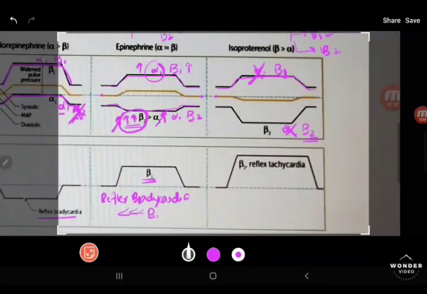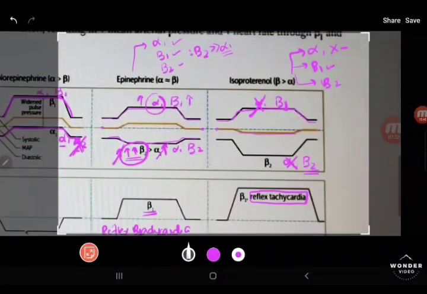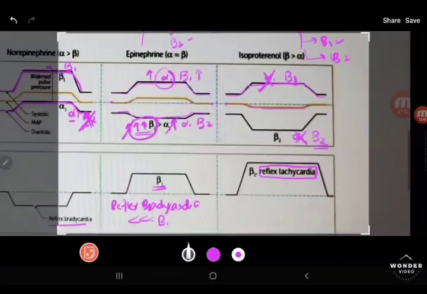Once this drop in blood pressure is sensed by baroreceptors, there's going to be reflex tachycardia. Not only that, because it also has an impact on beta 1, there's going to be increased heart rate due to the beta 1 activity. So whenever you see beta 1, remember, there's going to be increased heart rate due to the beta 1 receptor activity.